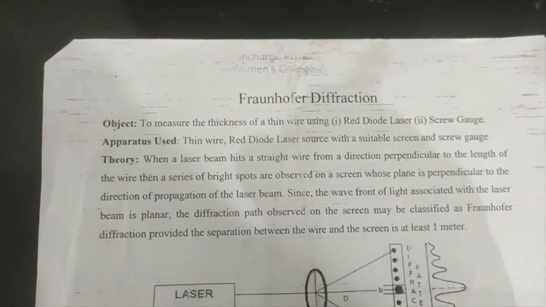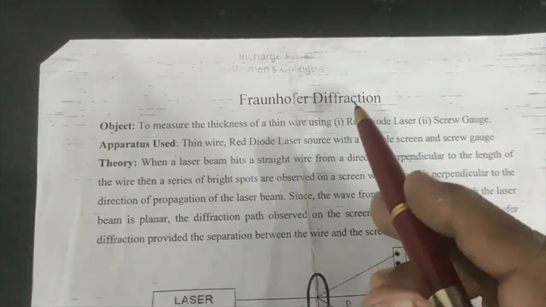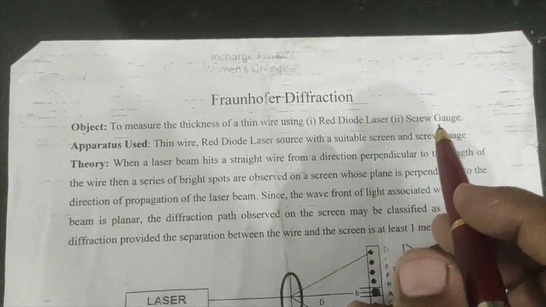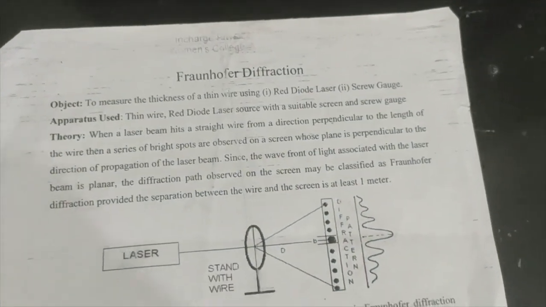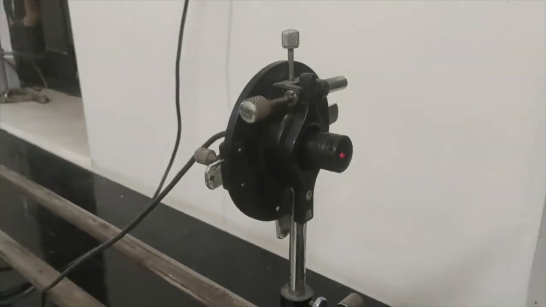So using this experiment, we will find the thickness of the wire using the red diode laser Fraunhofer diffraction, and then we'll directly measure it with the help of the screw gauge. Okay, so let us begin. This is my red laser beam, which is striking the wire.